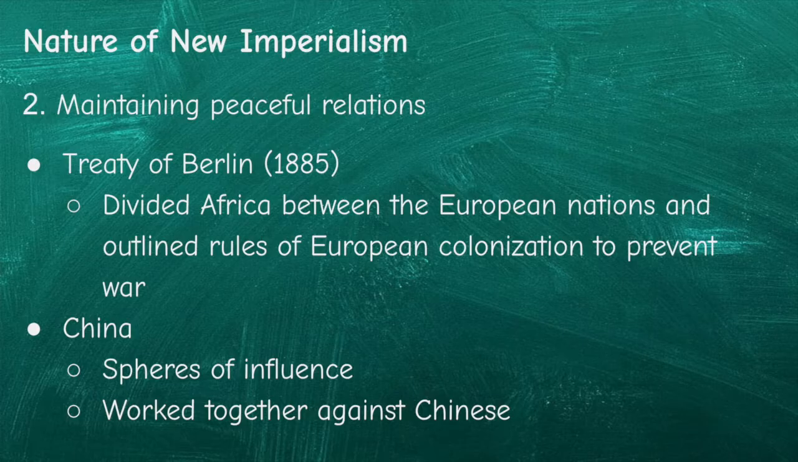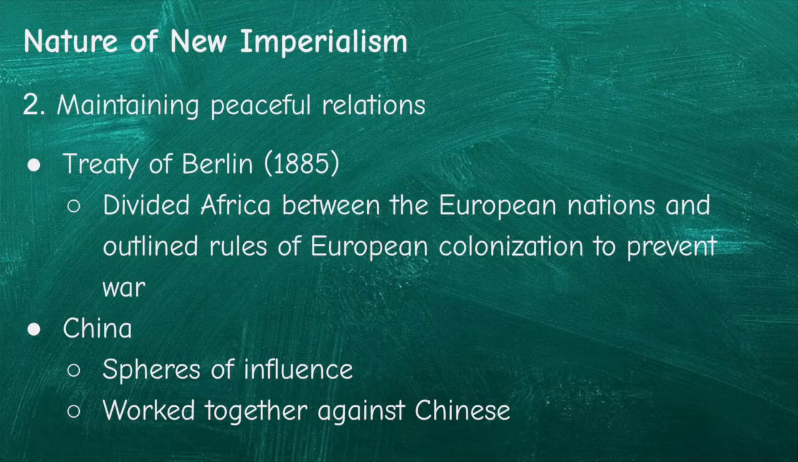Next, in China, you got this ability to maintain peaceful relations, because what these European nations did, and actually you can add the United States to this as well, is they worked together to create these things referred to as spheres of influence. Within these spheres of influence, each country had their part of China that they controlled entirely.